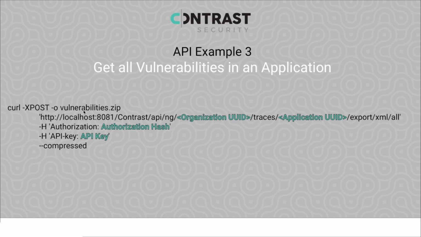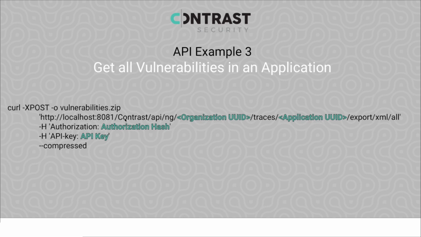Here's a command to export all vulnerabilities within an application into an XML file. Again, this is a POST since we're actually getting data from the Team Server. Then we have the -o flag and vulnerabilities.zip. This is just saying, again, take the output of this command and output that into a file named vulnerabilities.zip. This does include an XML file, but it's archived as a zip file, so we need to save it as a zip file.